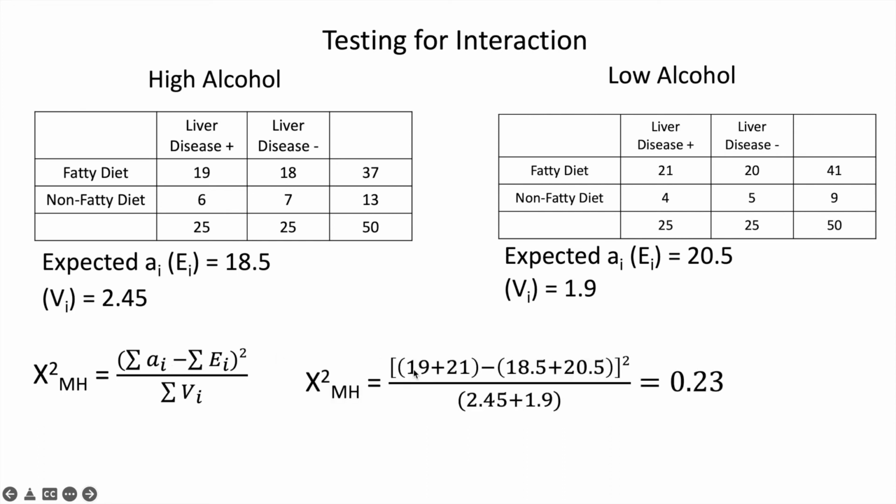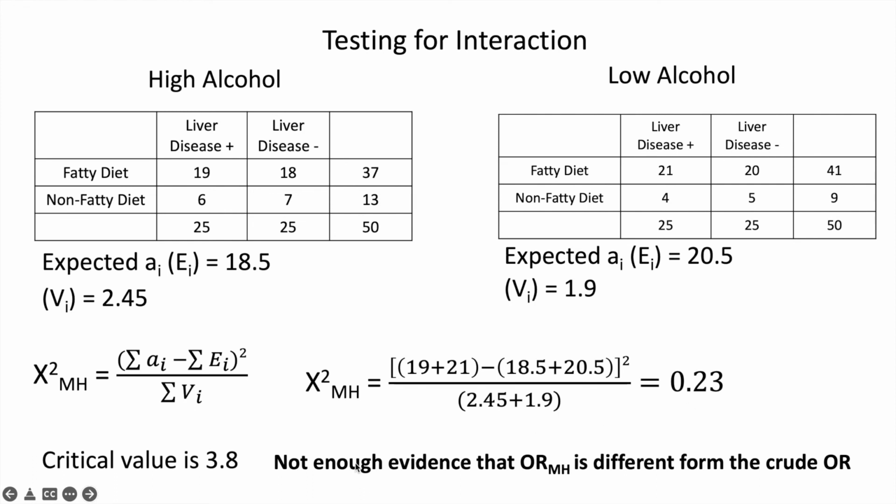So we would sum the two observed A cells, so 19 and 21, and then we would subtract the two expected ones, so 18.5 and 20.5, and divide by the two variance estimates summed together, so 2.45 plus 1.9. That comes out to 0.23, and this is also 1 degree of freedom, and the critical value is 3.8, so there's not enough evidence here that our Mantel-Haenszel odds ratio is significantly different from the crude odds ratio.